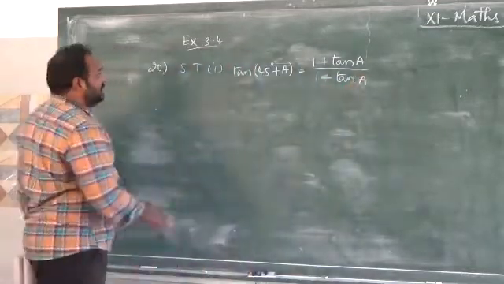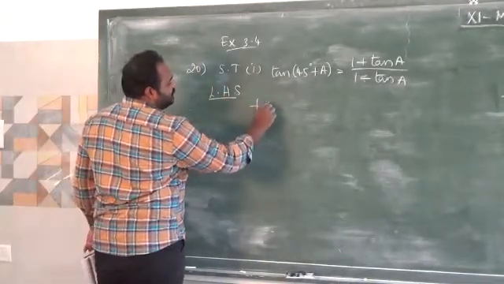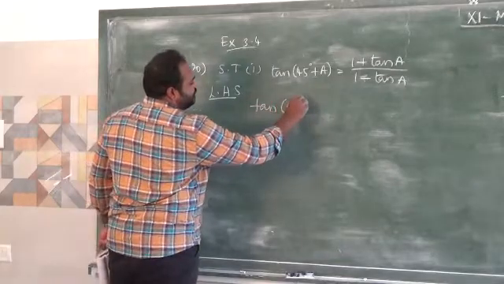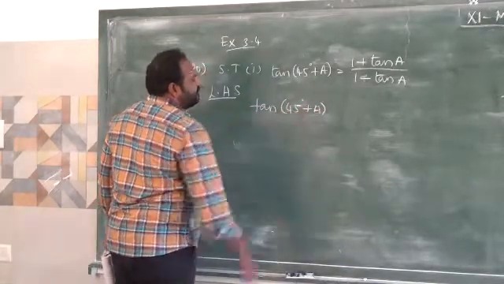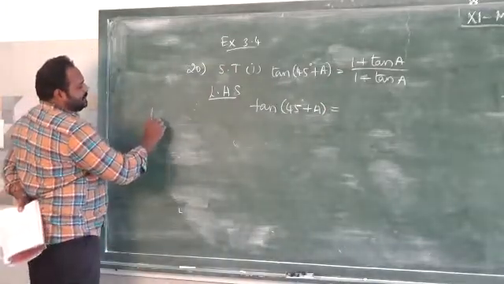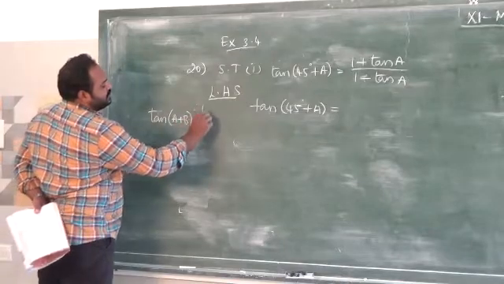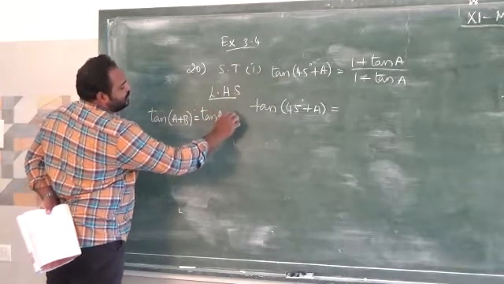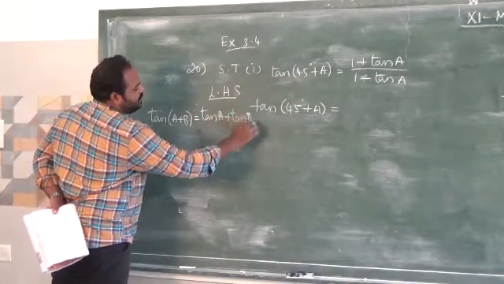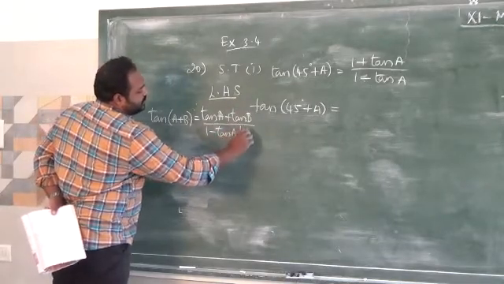It's very easy. Let's just write tan of 45 degree plus A. We have a formula: tan of A plus B. The formula is tan A plus tan B by 1 minus tan A tan B.